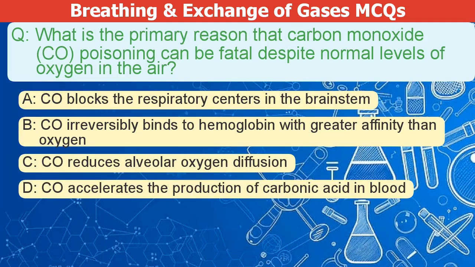What is the primary reason that carbon monoxide, CO, poisoning can be fatal despite normal levels of oxygen in the air? A. CO blocks the respiratory centers in the brainstem. B. CO irreversibly binds to hemoglobin with greater affinity than oxygen. C. CO reduces alveolar oxygen diffusion. D. CO accelerates the production of carbonic acid in blood.